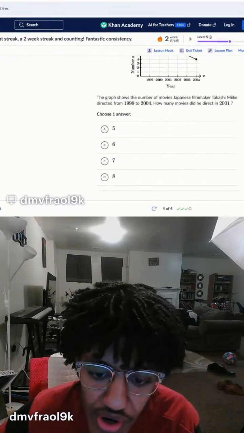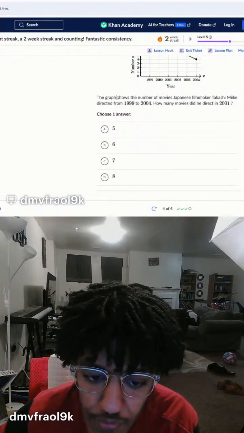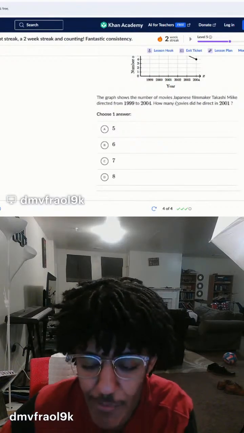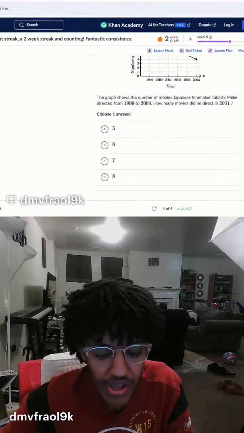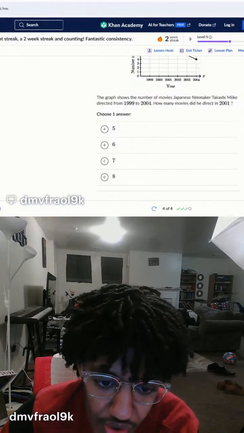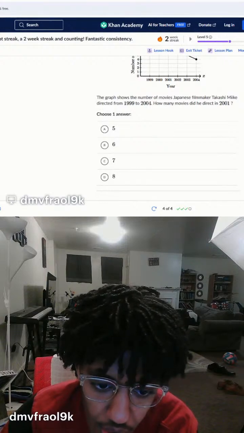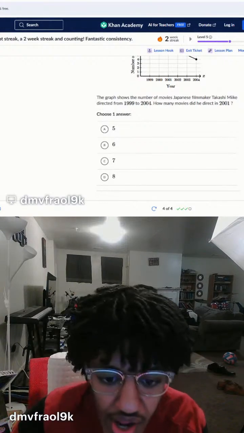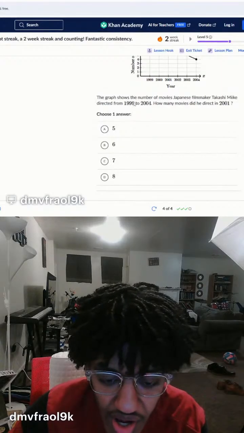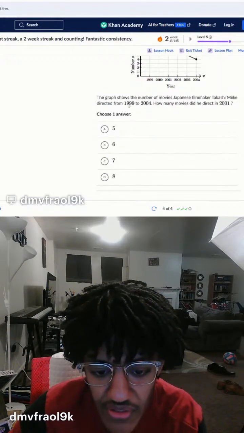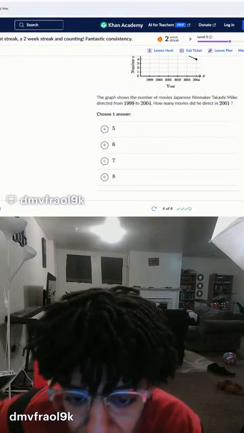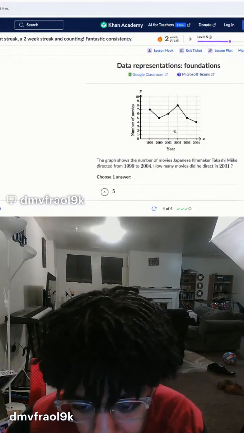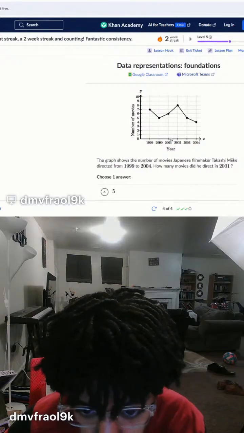The graph shows the number of movies Japanese filmmaker Takashi Miike directed from 1999 to 2004. How many movies did he direct in 2001? Six.